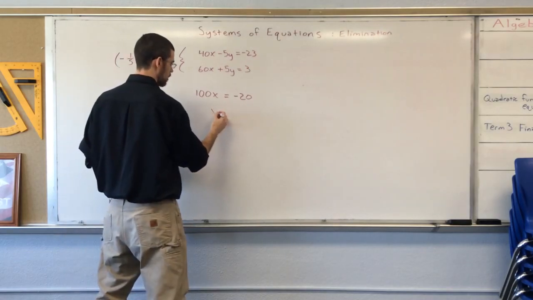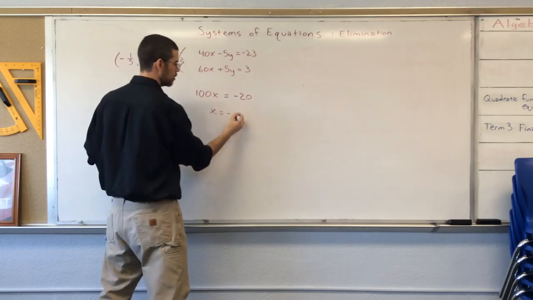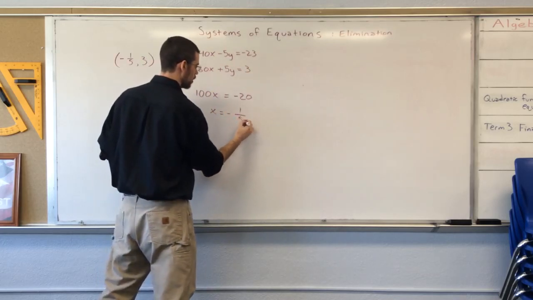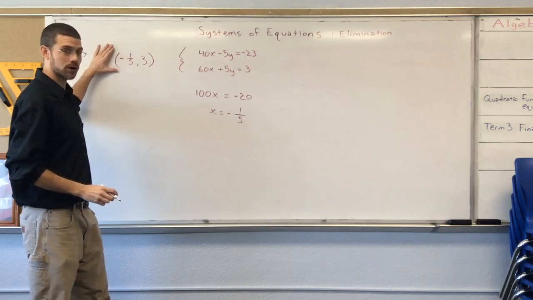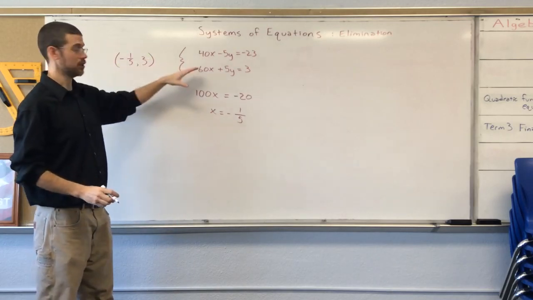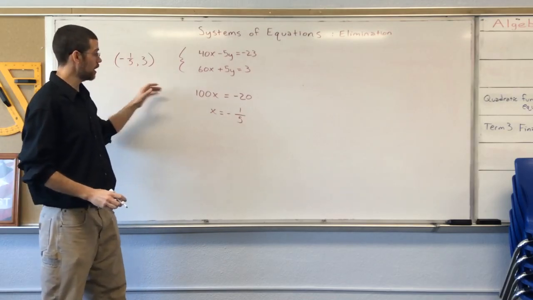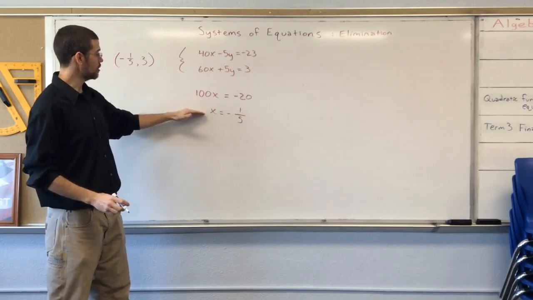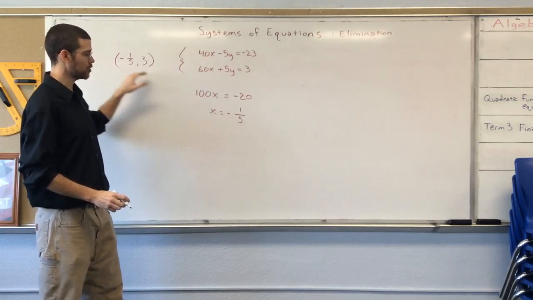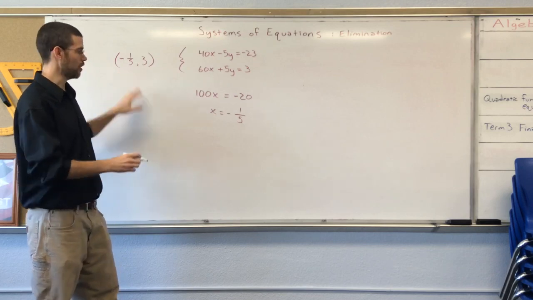We get x equals negative 20 divided by 100 reduces to 1/5. And if you recall from a previous video, this coordinate right here is the solution. We proved that this was the solution using substitution. And now, through a process of elimination, we've gotten to the same conclusion for our x-coordinate, that x is negative 1/5. X is negative 1/5.